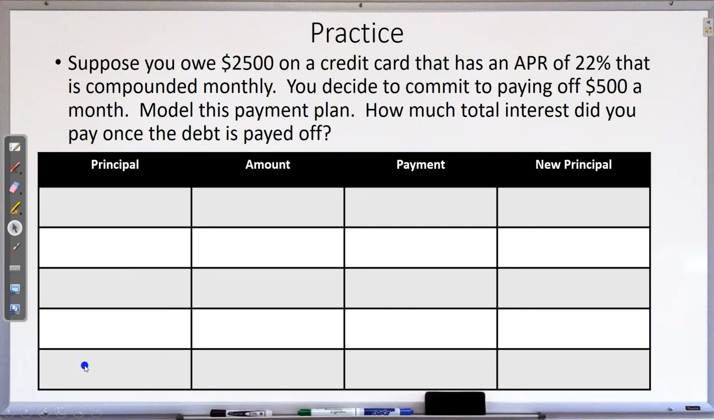All right, let me give you one to take a look at. See if you can do this on this example. It's very similar, but the amounts are different. Good luck.